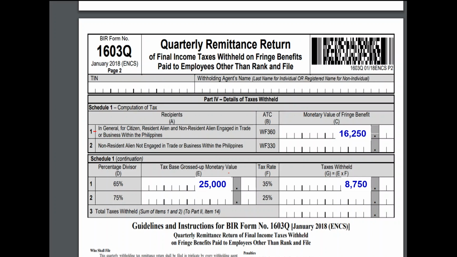Yun. 8,750. Bring down 8,750. Ganyan lang. And then yung sa first page, madali na lang yun. Marami ka nang na-encounter na ganun. Okay, next. Illustration 2.